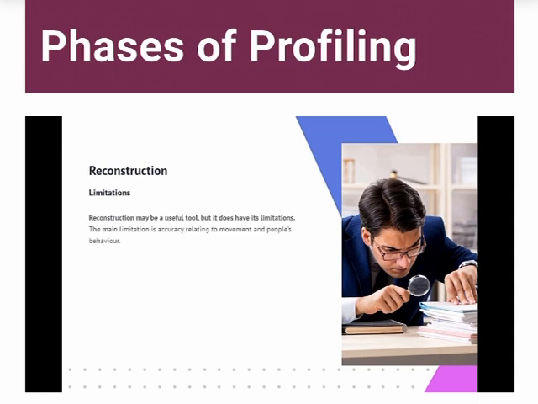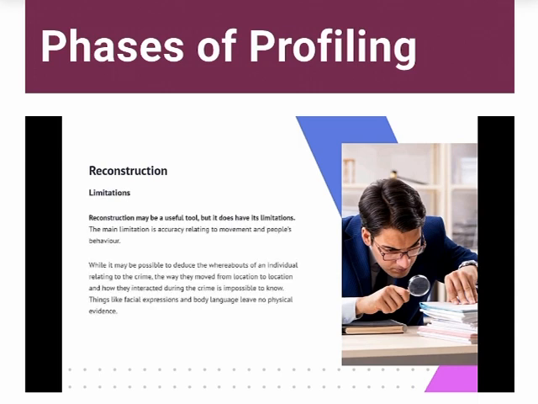Limitations. Reconstruction may be a useful tool, but it does have its limitations. The main limitation is accuracy relating to movement and people's behavior. While it may be possible to deduce the whereabouts of an individual relating to the crime, the way they moved from location to location, and how they interacted during the crime is impossible to know. Things like facial expressions and body language leave no physical evidence.